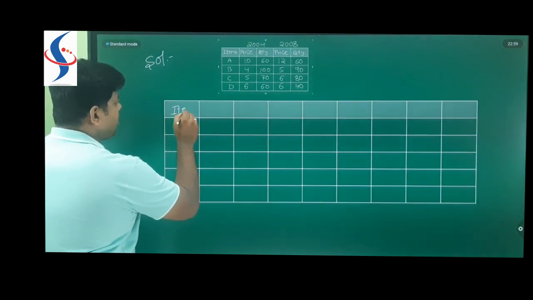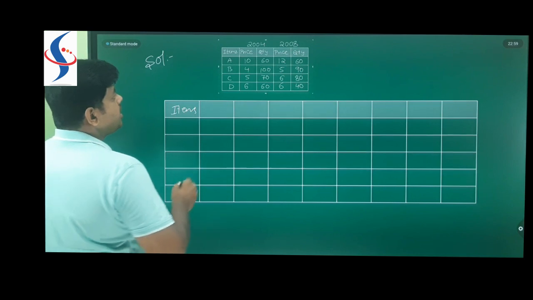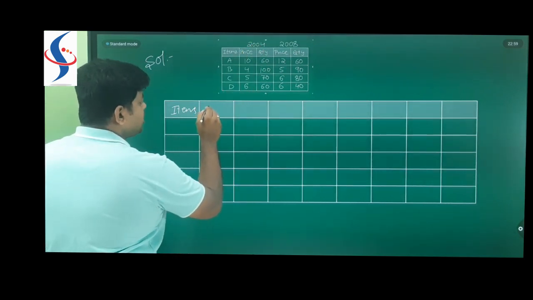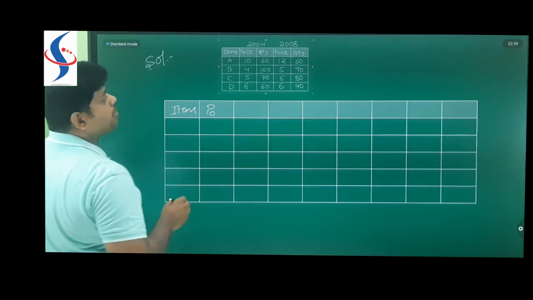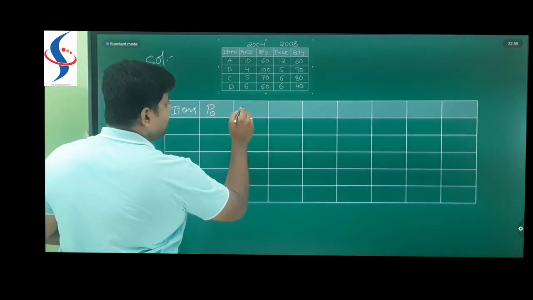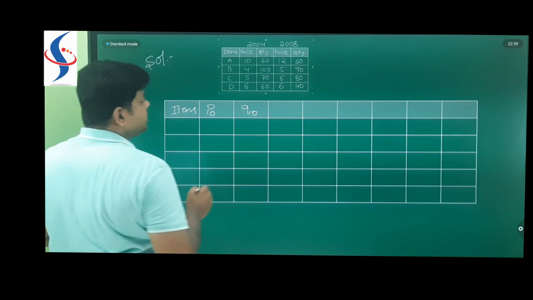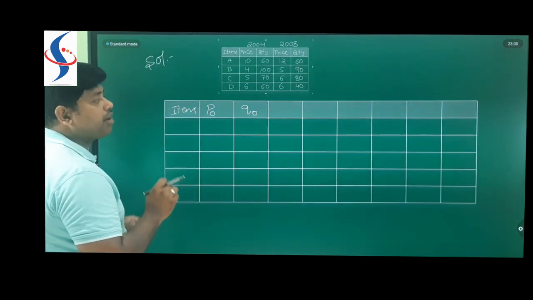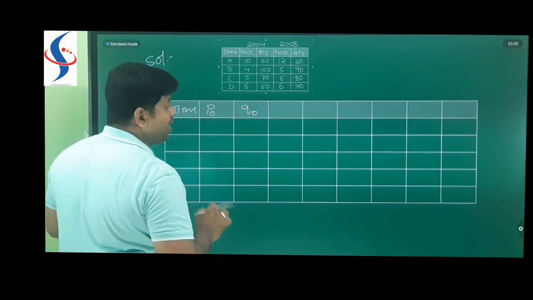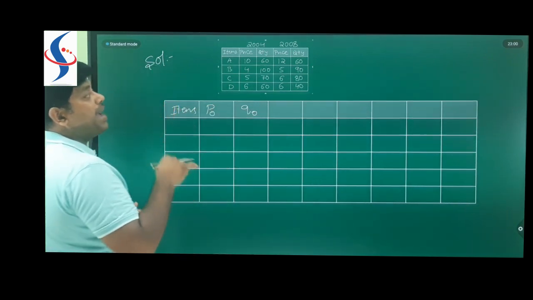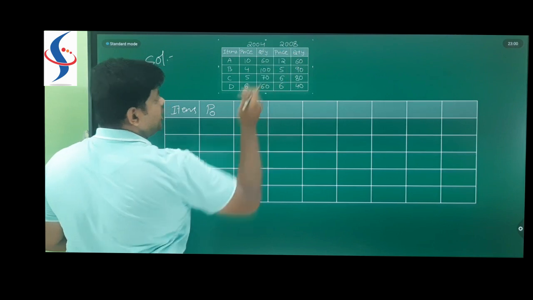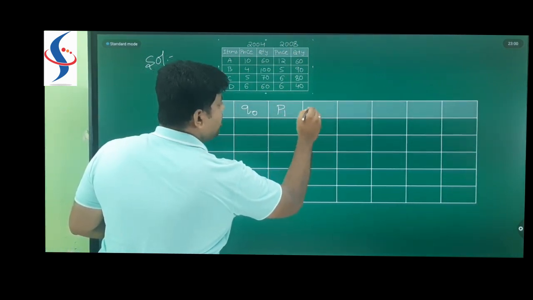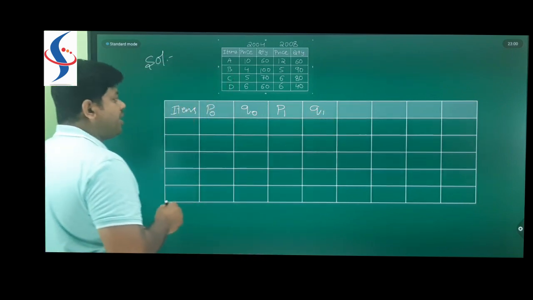First column is items, then second is price of 2004, that is base year price, P naught, then base year quantity, that is Q naught. See, P stands for price, 0 stands for base year, Q stands for quantity, whereas 0 stands for base year. Then the current year 2008, so I need to write this as P1 and Q1. I hope you are understanding.